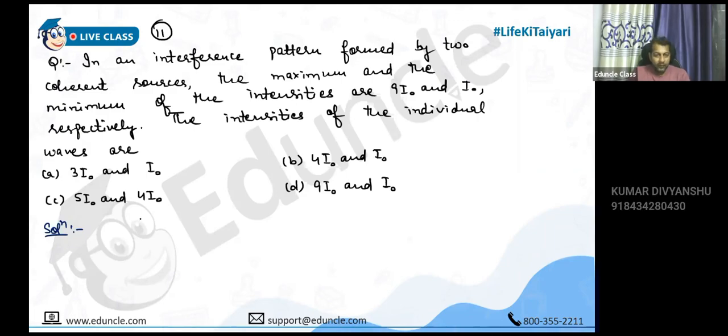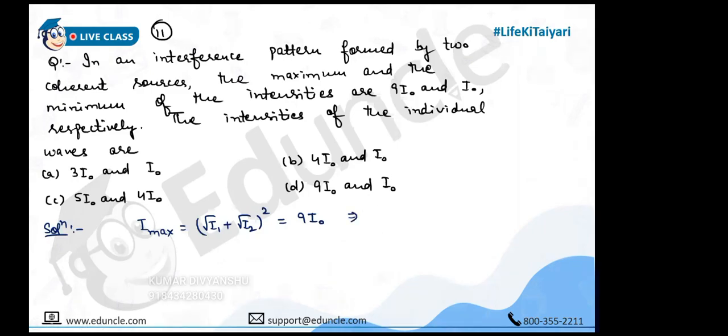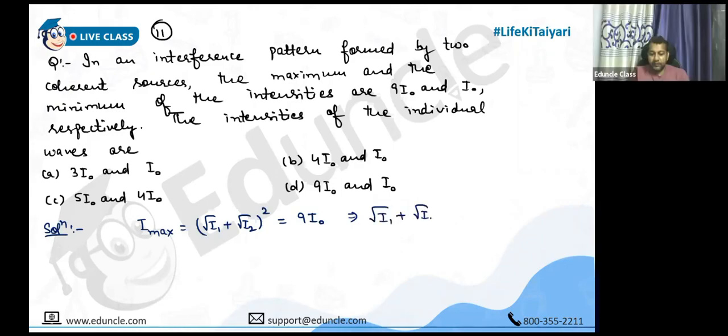Okay. What is the formula for max intensity? Whole square, na? Am I right? Yes, sir. Sir, B. 1 minute, 1 minute. Okay. So root I1 plus root I2. Should I move in this manner or? Yeah, I think that this will be okay. Yes, answer is B.